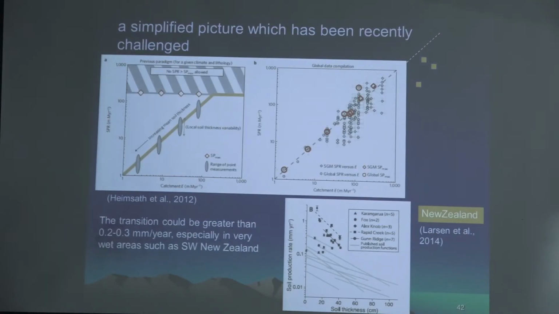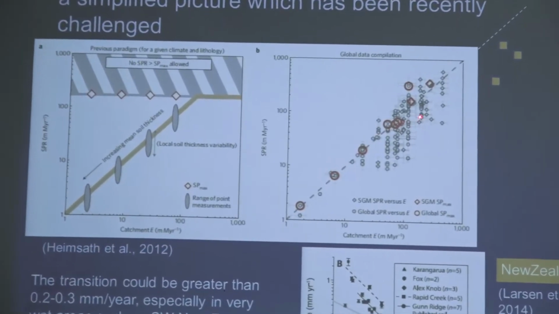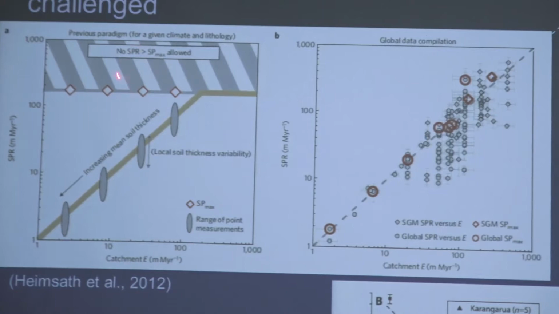Sorry, probably I missed some slide. So as I was mentioning earlier, this view that there is some limitation in soil production rate that limits the action of diffusion processes has been recently challenged in two studies.